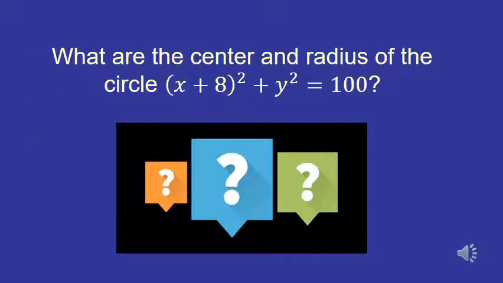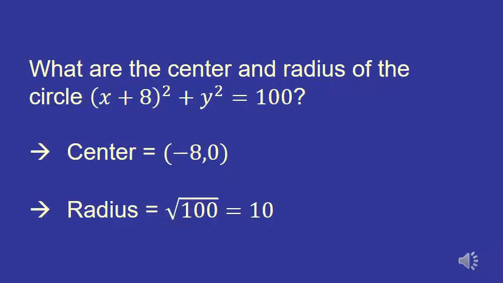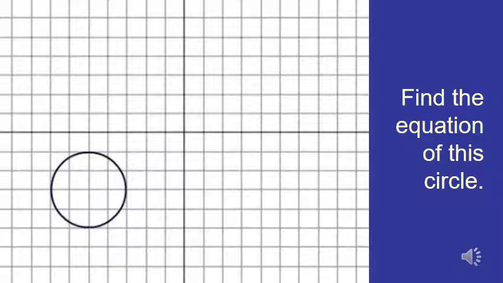So think about this one for a second and see if you can figure out the center and radius of x plus 8 squared plus y squared equals 100. And this time our center is going to end up being at -8, 0. And for the radius, I've got to do the square root of 100, so it would be 10.